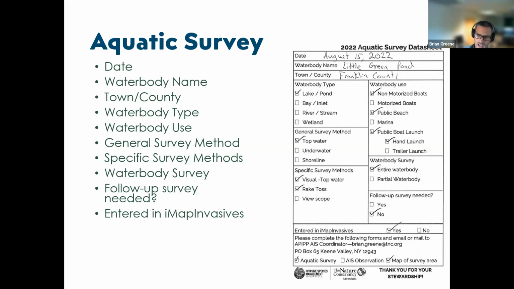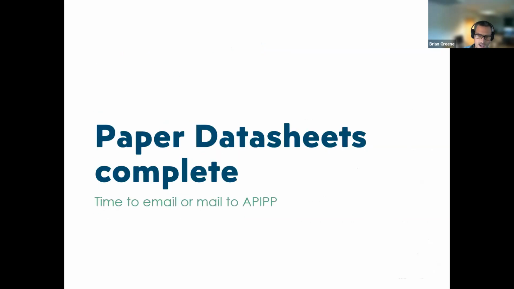And then down at the bottom is my email and mailing address, because you're either going to have to scan this paper form and email it, or snail mail it to us. So that's how we can get the form.